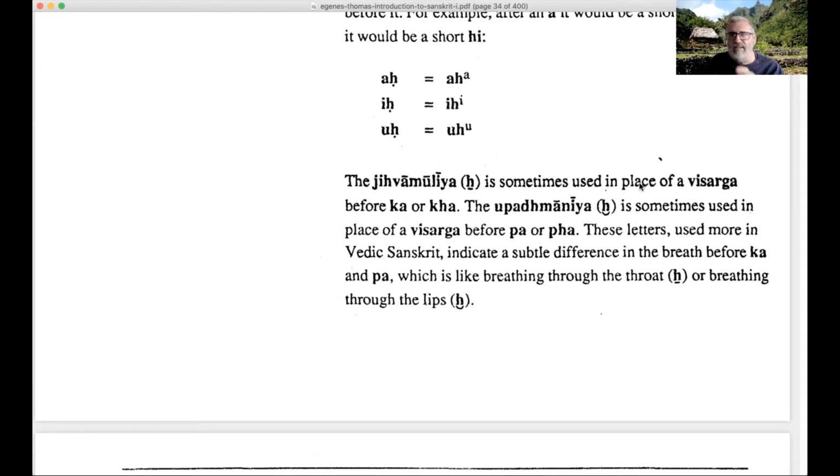Jihvamuliya and Upadhmaniya are ways of pronouncing Sanskrit which are not always observed in India. For instance, with the Vishnu Sahasranama that I gave a transliteration of, sometimes I've marked them and sometimes I haven't. Whether you see it marked or not in Devanagari, there are Devanagari symbols also for Upadhmaniya and Jihvamuliya, but sometimes they're not used. Mostly we just see the two dots, where the visarga is usually two dots to the right of the letter, and we don't usually see the symbols for Upadhmaniya and Jihvamuliya.